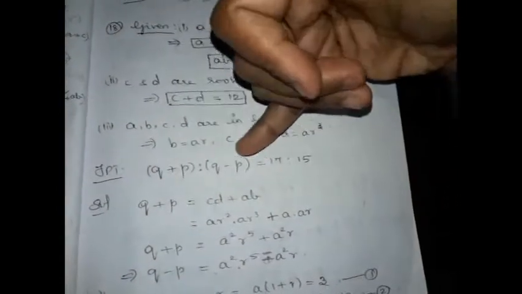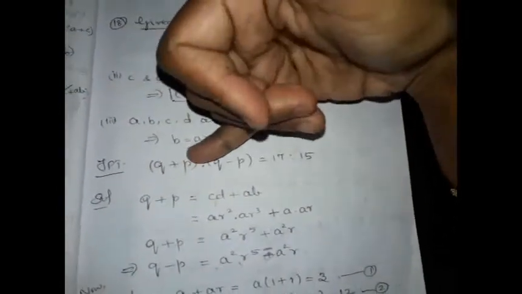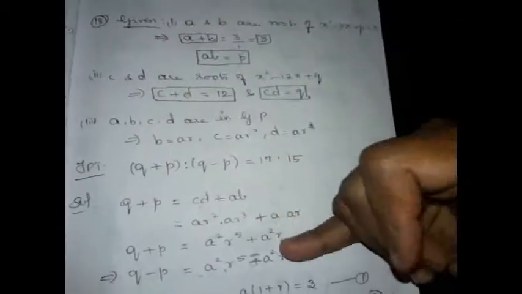I repeat what we did here. They have given that a and b are the roots of this quadratic equation. So we found the relationship between a plus b and ab. Similarly c plus d and cd, and they have given that these are in GP. Now they asked you to prove that the ratio between these 2 is 17 is to 15. So first we found q plus p in terms of a and r, so we need to know the value of a and r here.